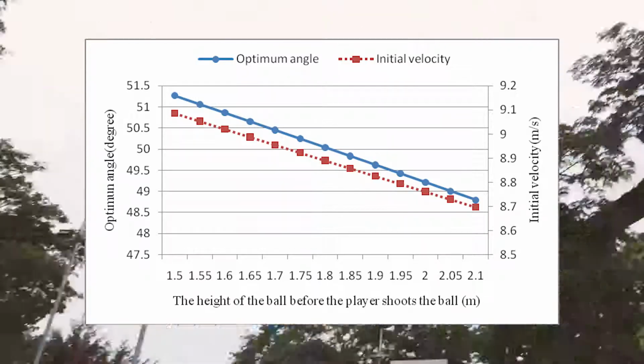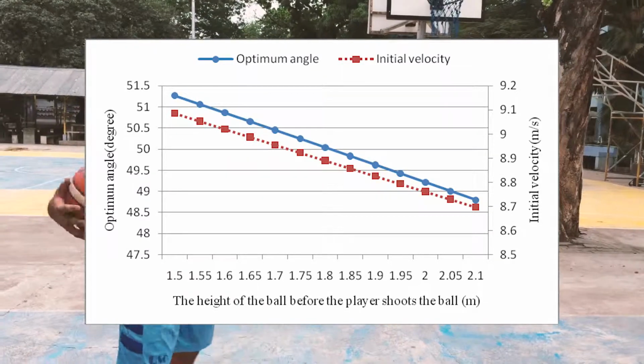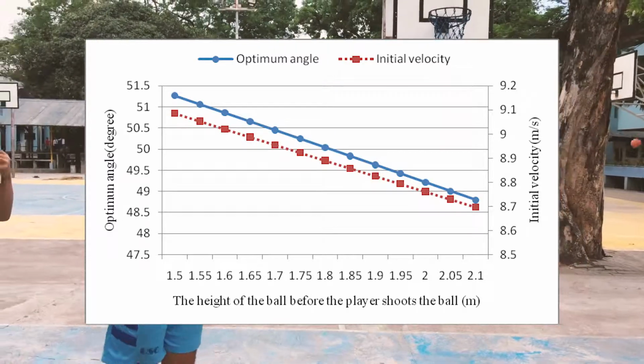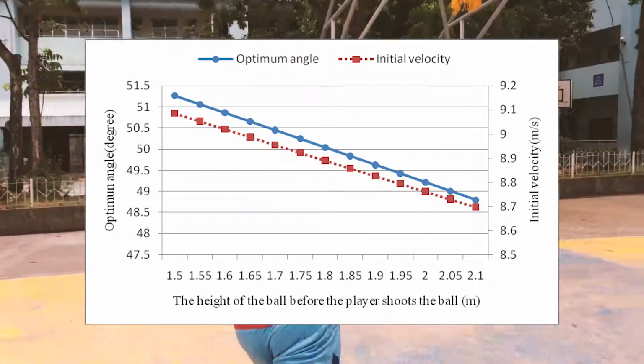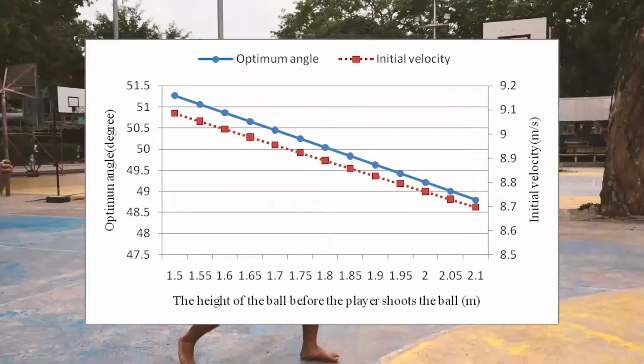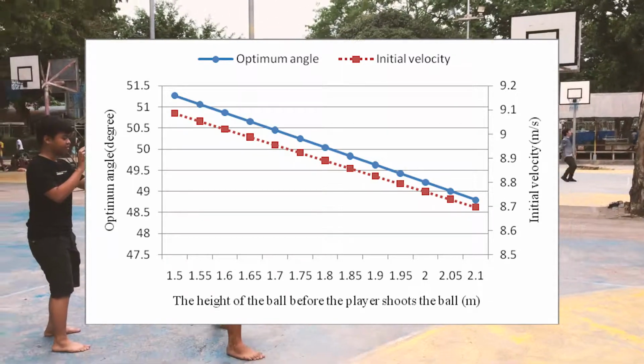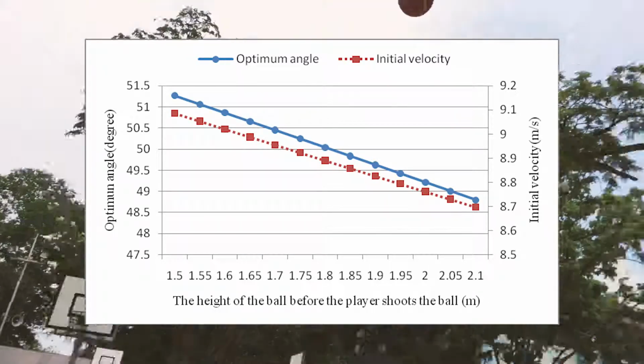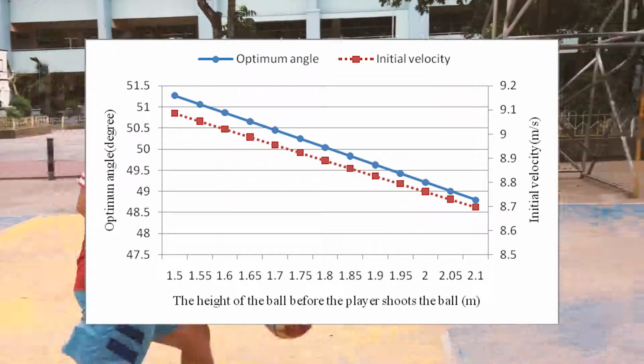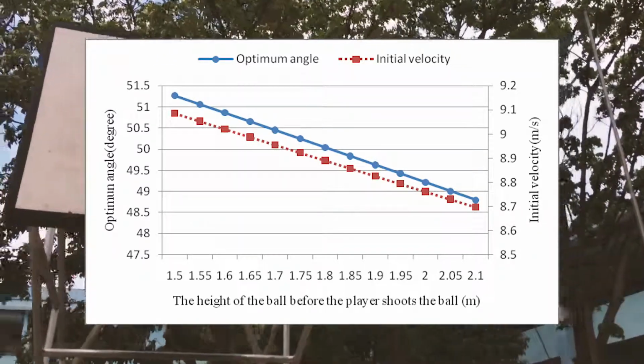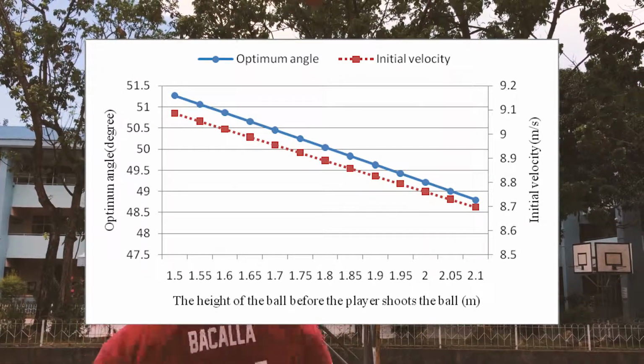Figure 2 shows that the value of optimal angle and the value of the minimum initial velocity decrease with increasing height of the ball before the player shoots the ball. In other words, for the basketball shooting problem, the optimal angle depends on the height of the ball before the player shoots the ball, not fixed at 45 degrees as in the case of ground-to-ground projectile motion.